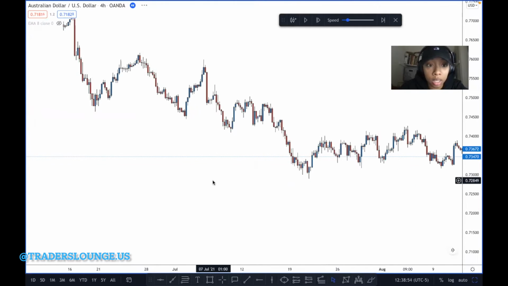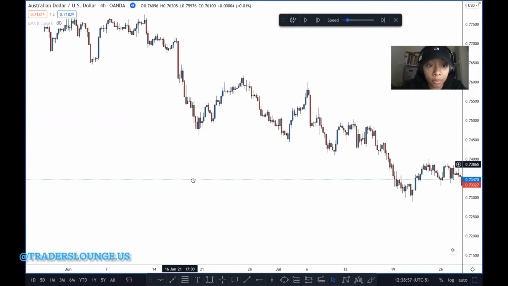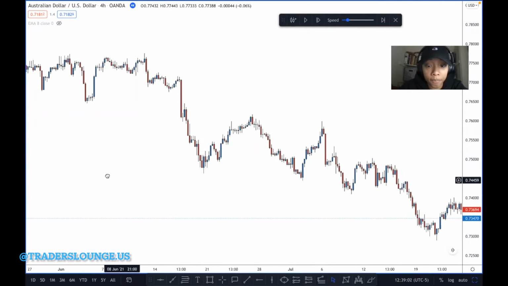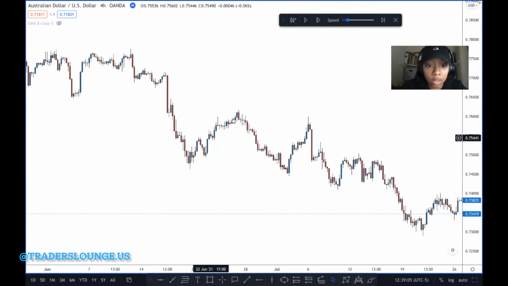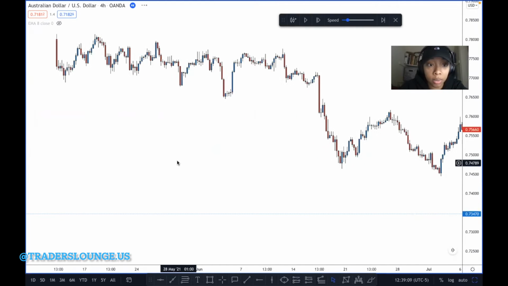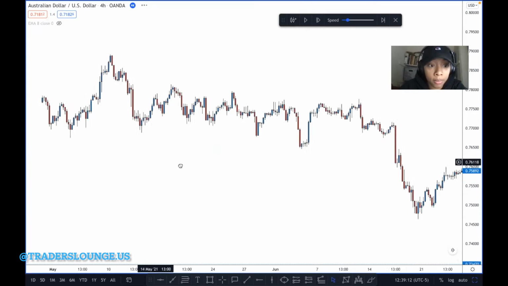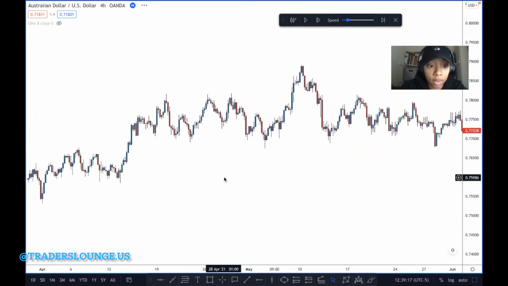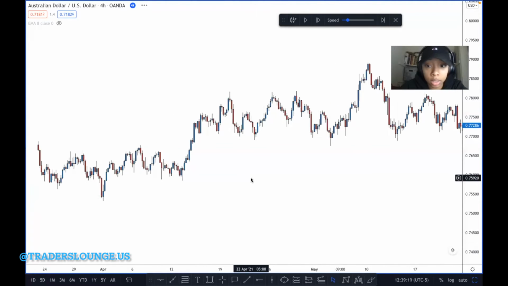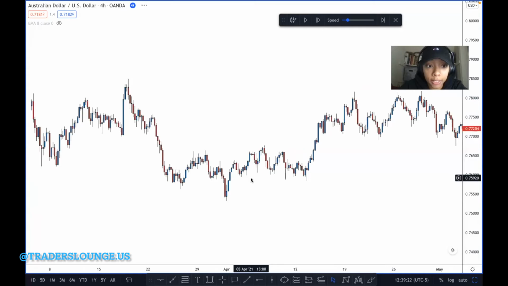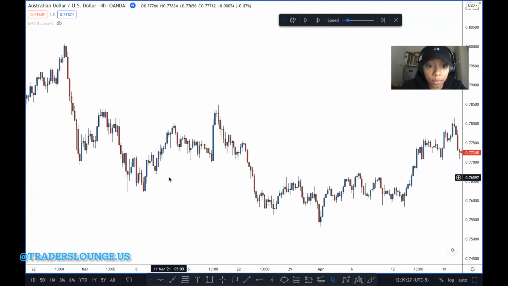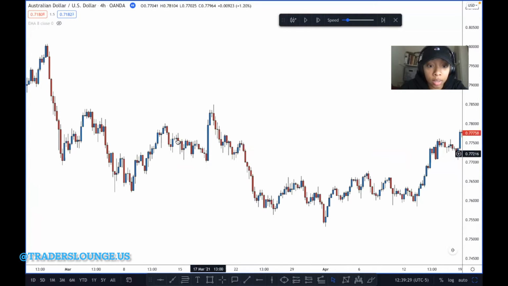Guys, see any ascending or descending channels? Now this is the 4-hour chart. I mean, you can kind of say this is more of a flag pattern than an ascending or descending channel, but sometimes it can get confusing, and that's okay. See any channels? Okay, we can kind of see this might be a channel.